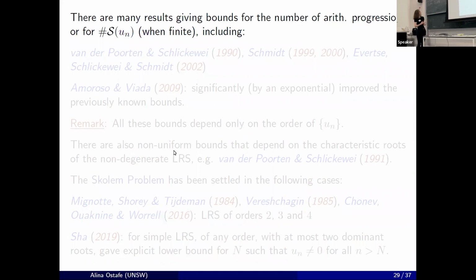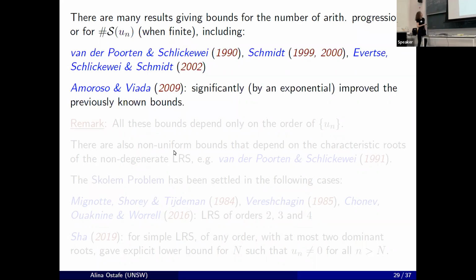Now, there are many results giving bounds for the number of arithmetic progressions or for the cardinality of the set of zeros when it is finite. Such bounds were given by van der Poorten and Schlickewei, Evertse, Schlickewei and Schmidt in different cases. But the best result, I think, so far is one by Amoroso and Viada, who significantly improved the previously known bound. You can write the bound of Amoroso and Viada on 2 lines. For the previous bounds, you need 3 lines.